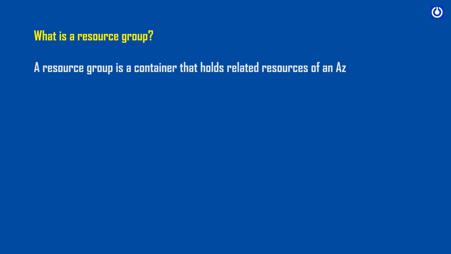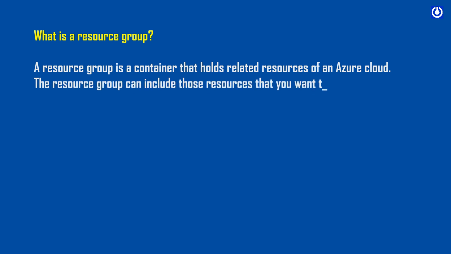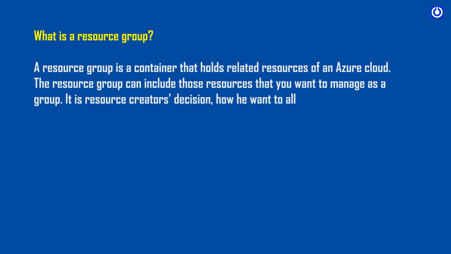What is a resource group? A resource group is a container that holds related resources of an Azure cloud. The resource group can include those resources that you want to manage as a group. It is the resource creator's decision how he wants to allocate resources to resource groups.